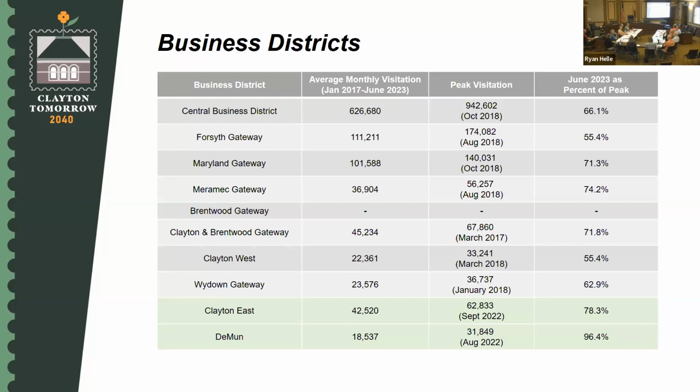I also wonder, for Clayton East, that includes WashU's South 40 or South Campus, the old CBC site. I'm noticing the peak of Clayton East was September of 22, so that would be a time when WashU students are likely using those facilities. So having us still be at 78% in a June month, which is when WashU is likely not really using that whole section, that's pretty good.